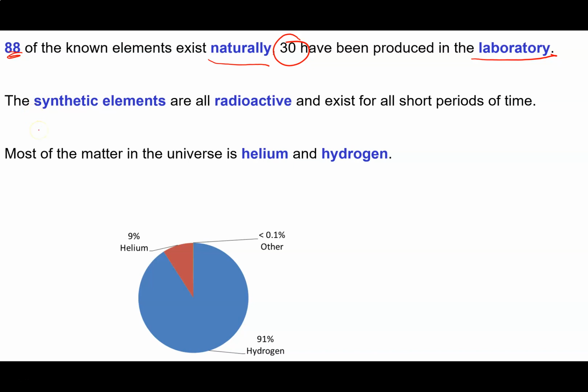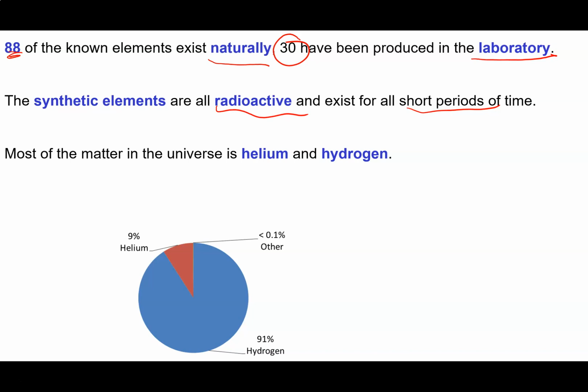Those 30 that we've produced in the lab are all radioactive, and they only exist for very short periods of time. That's why we don't see them in natural samples. They just kind of disappear after a little while. They're barely stable. They convert into other elements quite quickly. That is, of course, a violation of Dalton's postulates, isn't it?